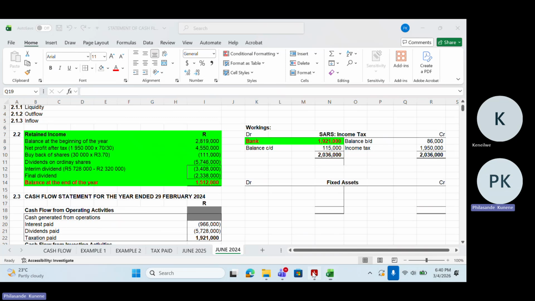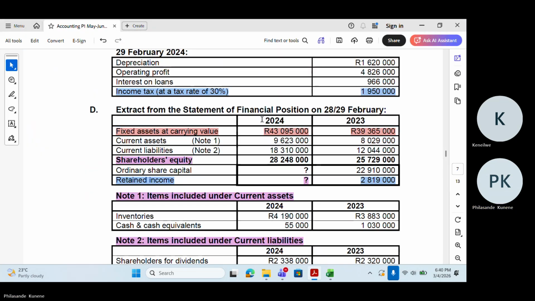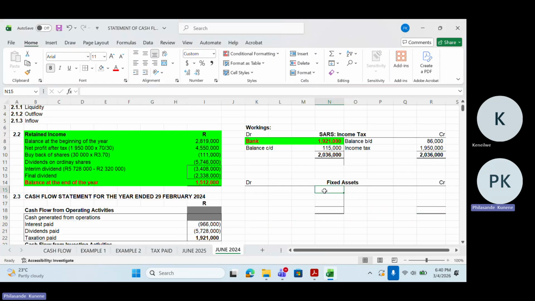Okay, so this carrying value that they're giving us, 39,365,000, because this is an asset account, they will talk about fixed assets here. So the balance brought down will be on which side? Debit or credit? Debit. Yes, it has to be on a debit side because we talk about assets here. Assets increase on a debit side. So balance brought down has to be on a debit side: 39,365,000 thousand rands.